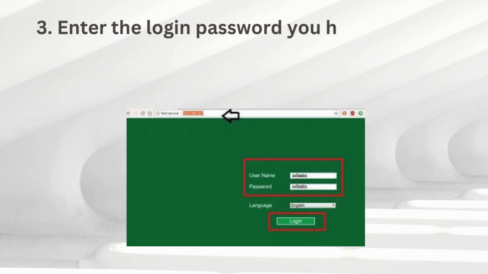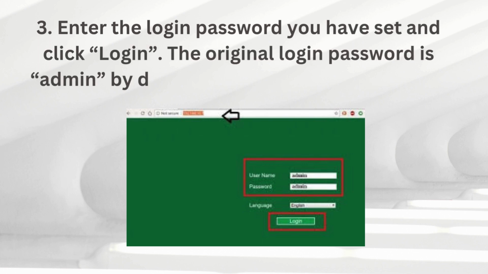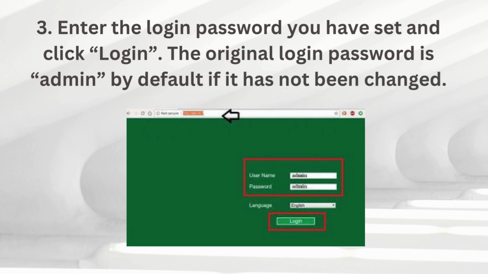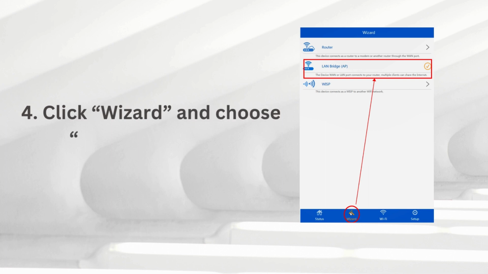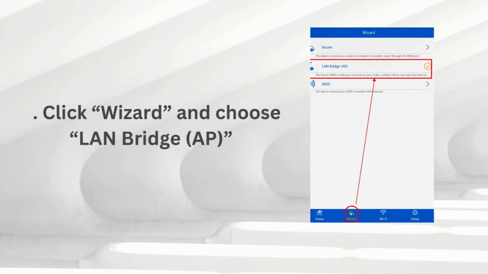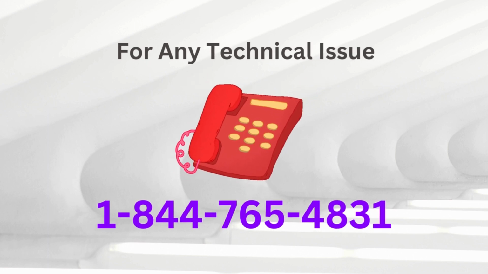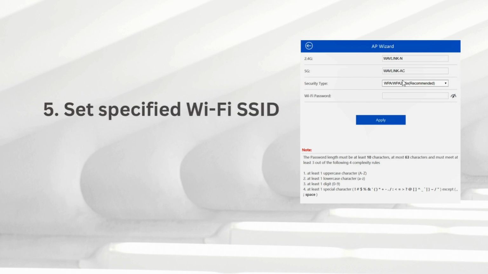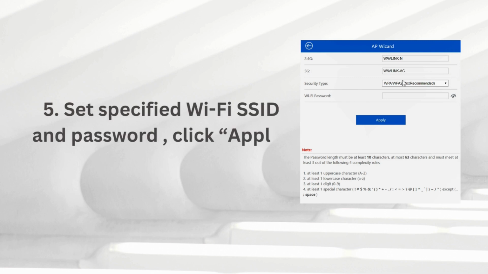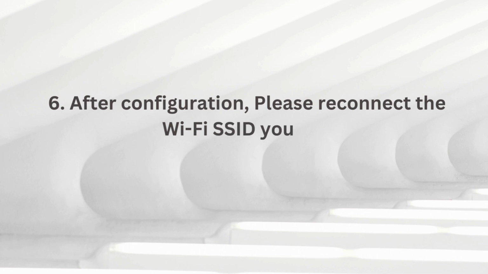3. Enter the login password you have set and click Login. The original login password is admin by default if it has not been changed. 4. Click Wizard and choose LAN Bridge, AP. 5. Set specified Wi-Fi SSID and password, click Apply. 6. After configuration, please reconnect the Wi-Fi SSID you set.